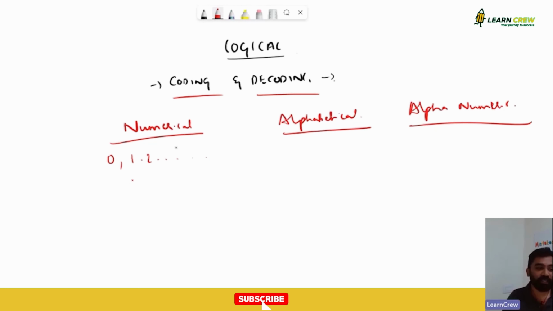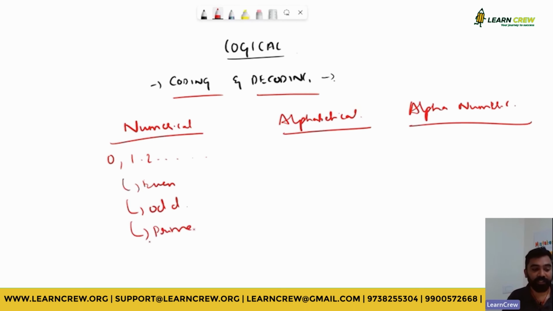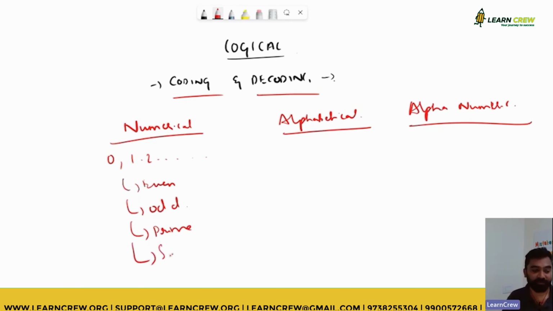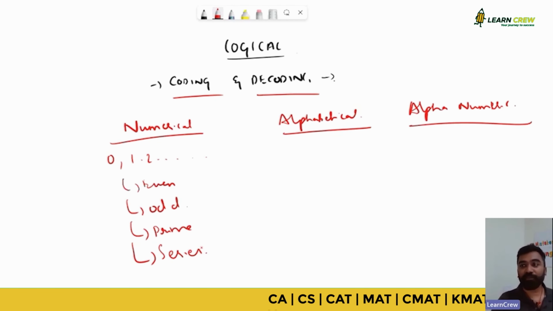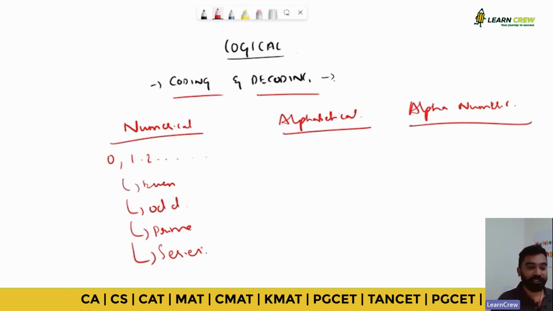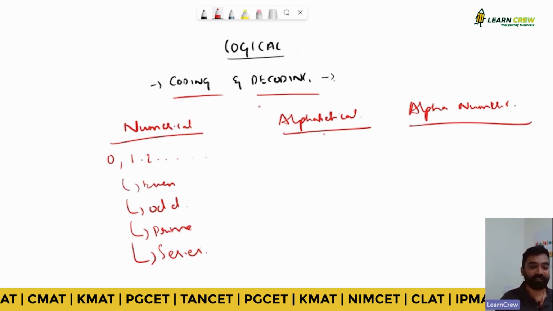And under numerical, again, it can either be even numbers, odd numbers, prime numbers, or it can be something like a series. Series means after 2 it is 4, after 4 it is 6. It can keep on increasing. Okay, these kind of things might come, or it can be alphabetical.